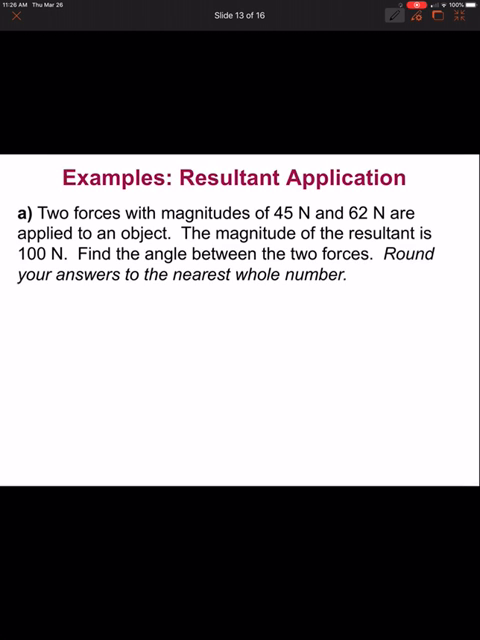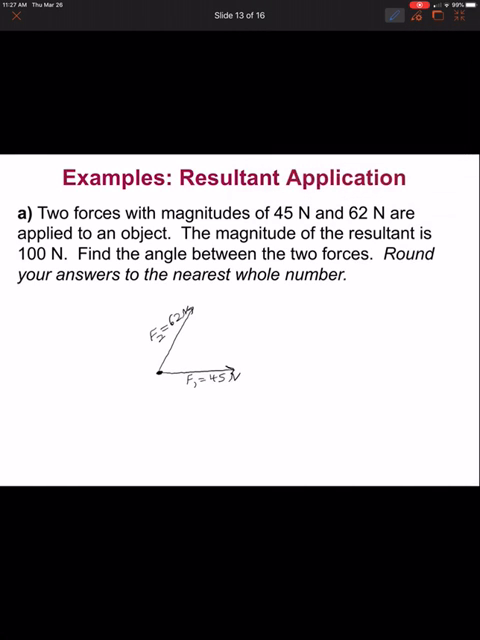So let's draw a picture of these two vectors, these directed line segments. I'm going to draw this first force vector horizontally, off in this direction, and that's a force of 45 newtons. So force vector 1, we can give it a name if we want. And then we've got another vector that's 62 newtons in magnitude. I'll draw that vector off this way, and we'll call that F2. And that's 62 newtons.